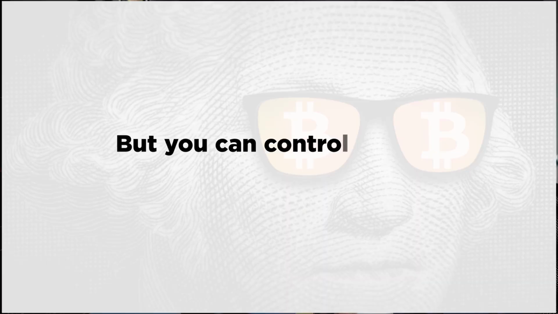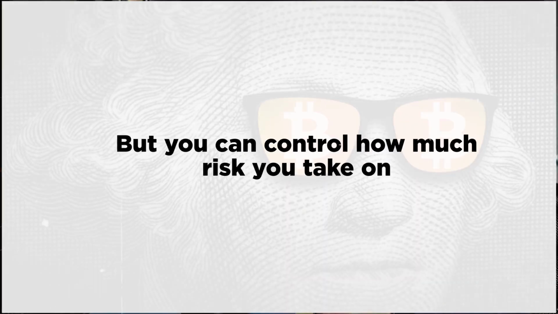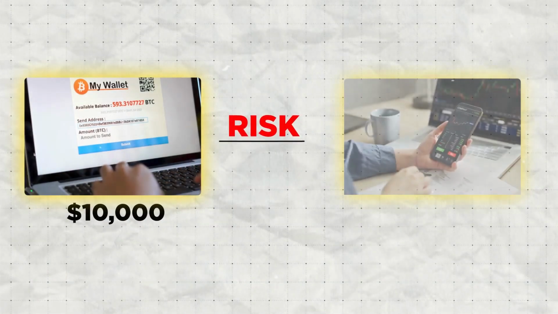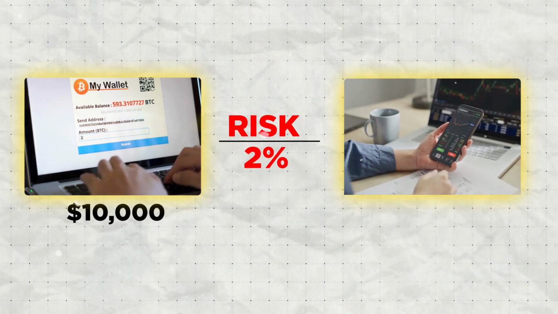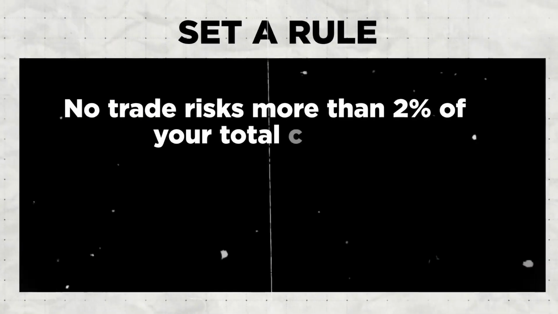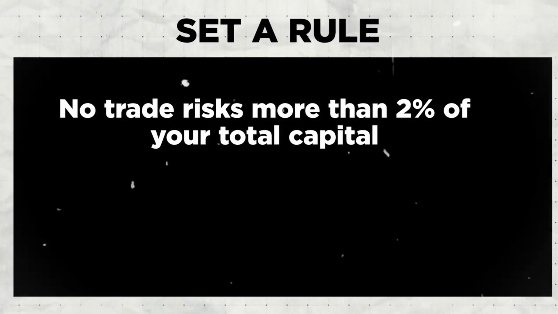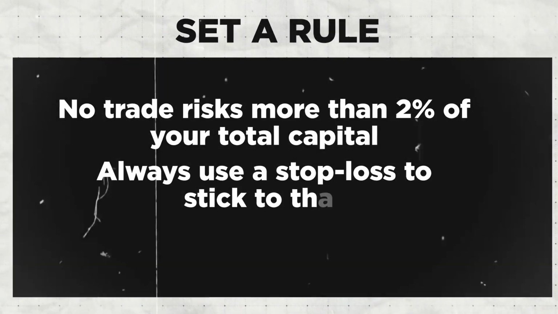Know your limits. You've got to figure out how much you are willing to lose on any single trade. Losses are part of the game, but you can control how much risk you take on. For example, if you have $10,000 in your account, you might decide to risk no more than 2% per trade. That is about $200. It keeps you from making rash decisions when things go south. The practical step is, set the rule: no trade risks more than 2% of your total capital. Always use a stop loss to stick to that.